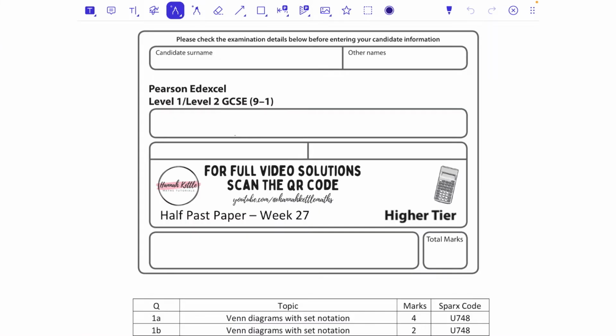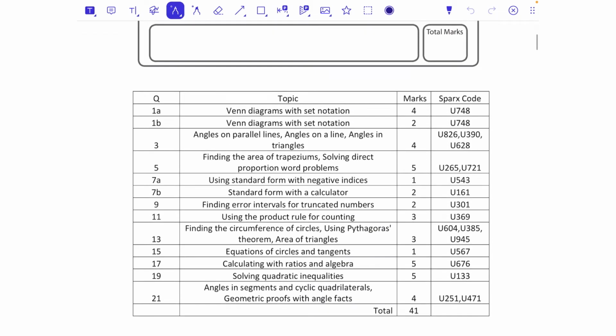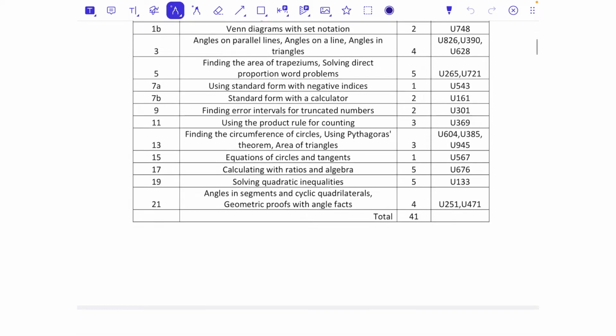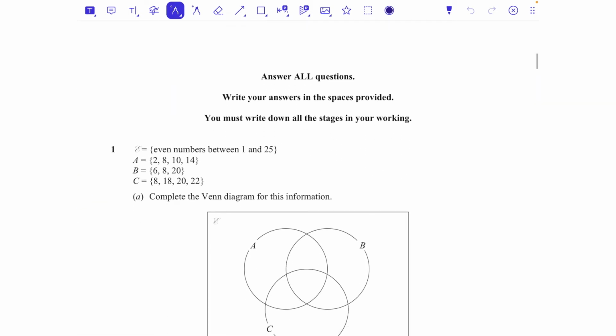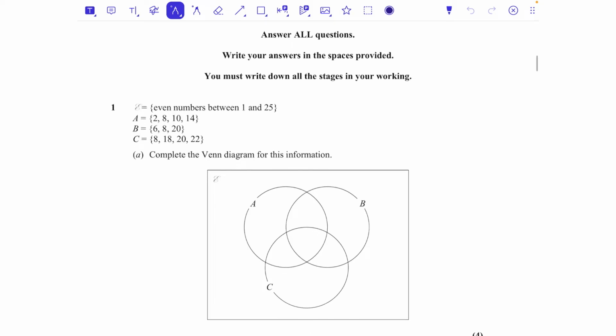This is Half Past Paper week 27 for the higher tier calculator paper. This week, all of the odd numbers, 41 marks out of a possible 80. The even numbers we'll do next week, and that will make up the other 39 marks. There are Sparks codes there as well if you have Sparks and you want to do more practice.